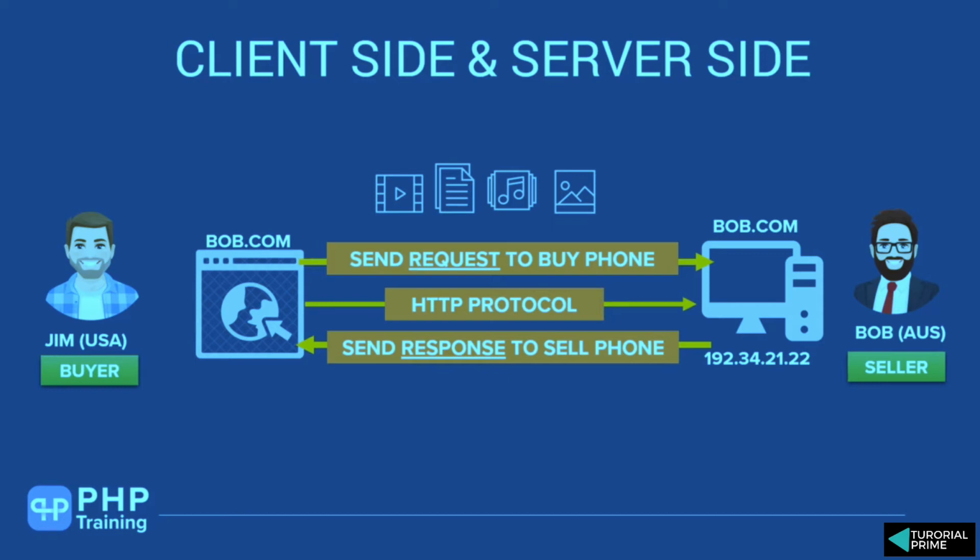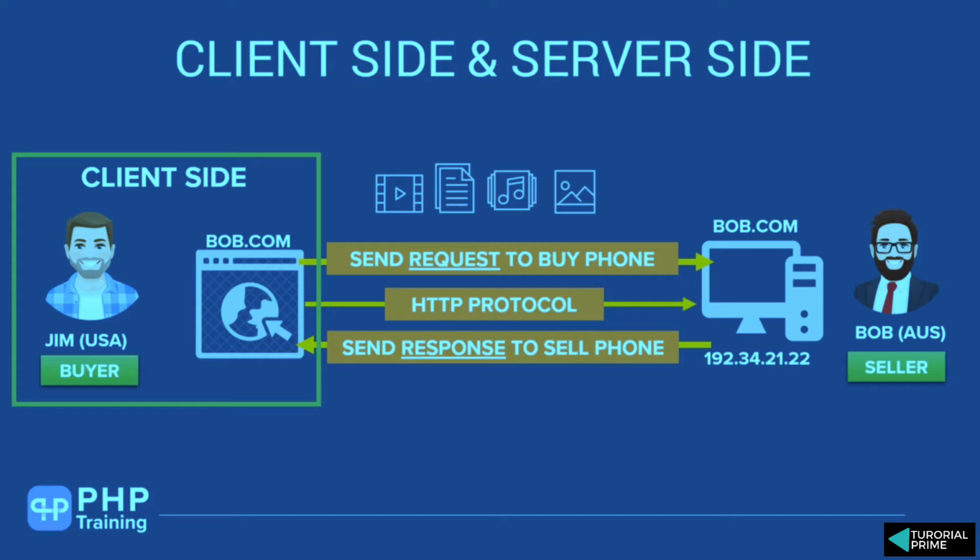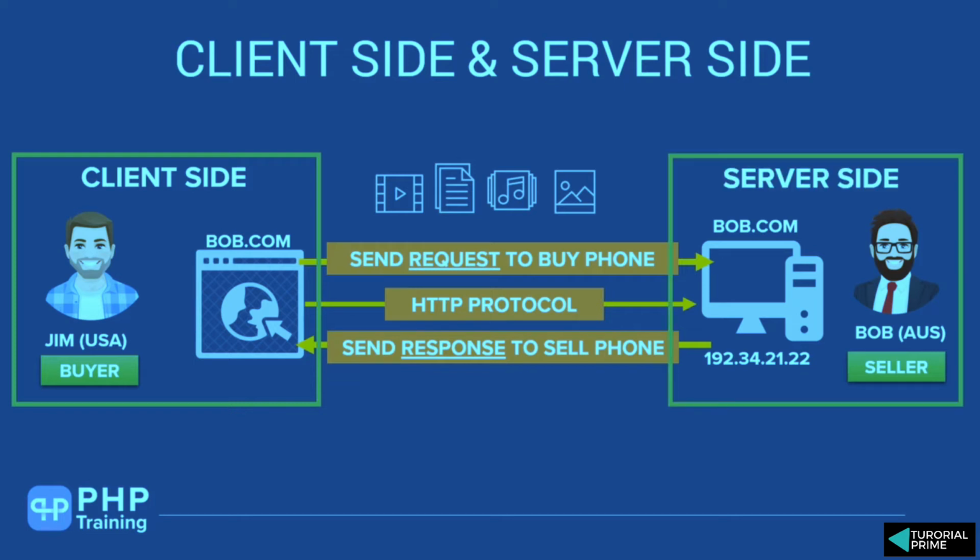Then the transaction between Jim and Bob happens, and Jim can agree to whatever images he's been shown, and then he can agree to pay the price via the payment method that Bob is offering. Once he pays, Bob will transfer that phone to Jim. So in this transaction, Jim is client side. He is initiating the request. He is the one sending the request, and Bob is server side, who is hosting the details and who is responsible for sending the response.